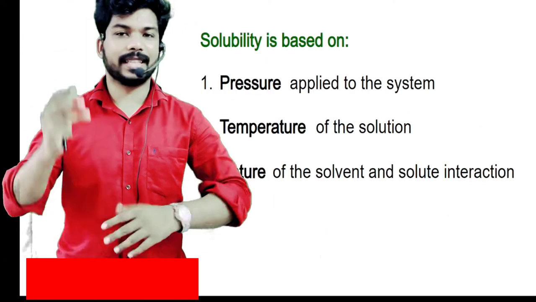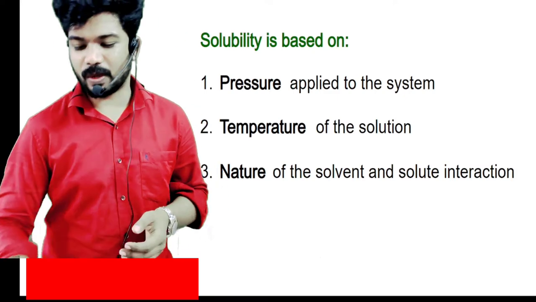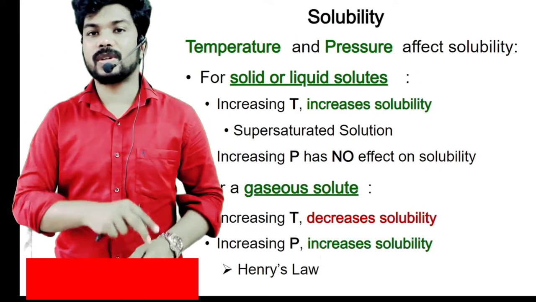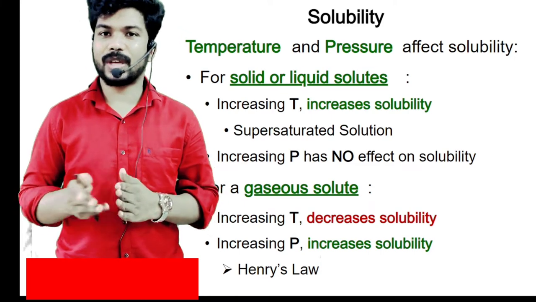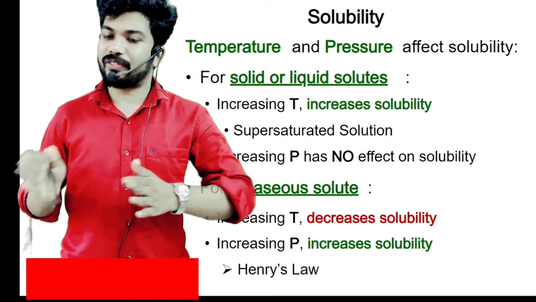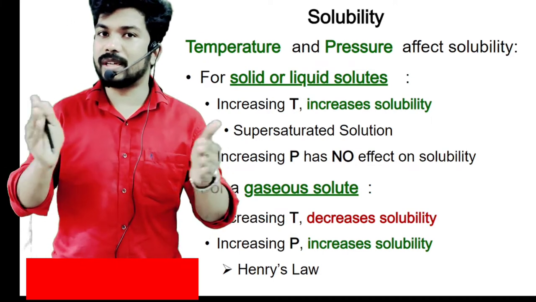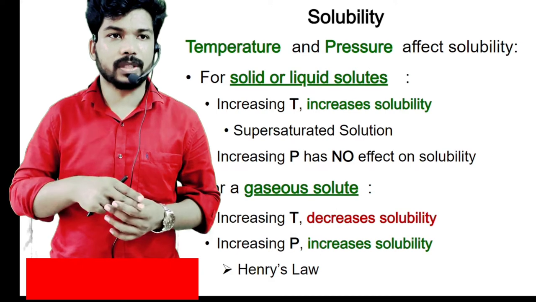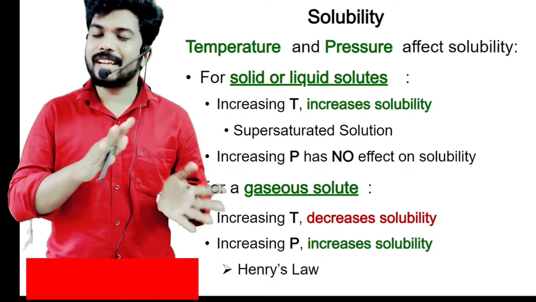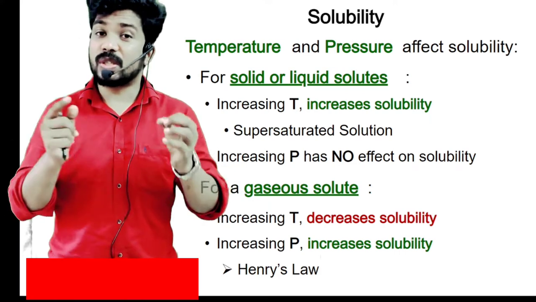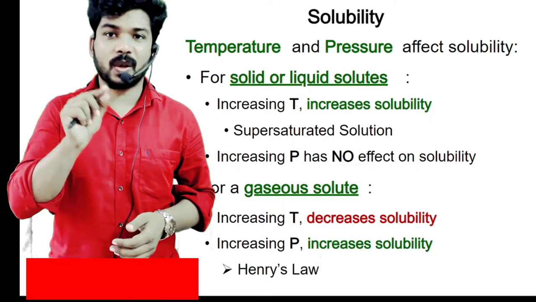So I already told you that there are three cases, but we need to study the solubility variation based on pressure and temperature only. That is the most important section. In that case, we have to consider two conditions. The first condition is solid dissolved in liquid. Here we are considering a solid or liquid solute. So pressure doesn't have any effect on solid or liquid. You already know that pressure only has an effect on the gaseous state, so we can eliminate the pressure condition in this case.